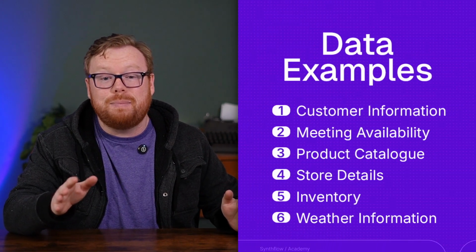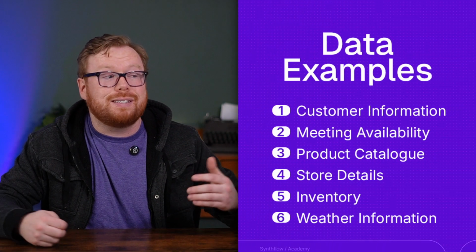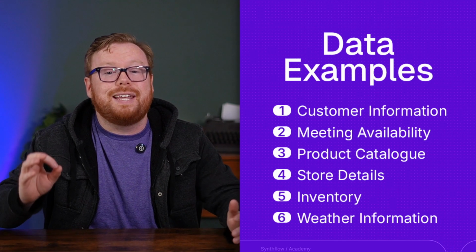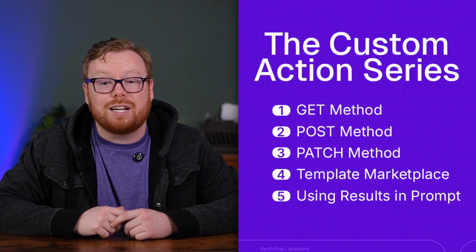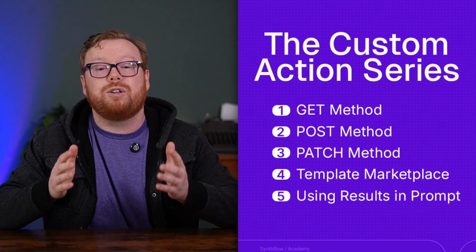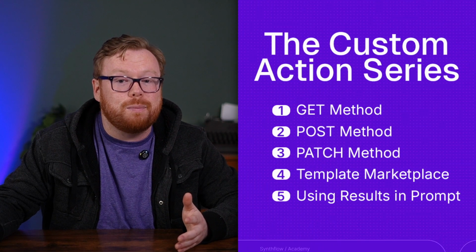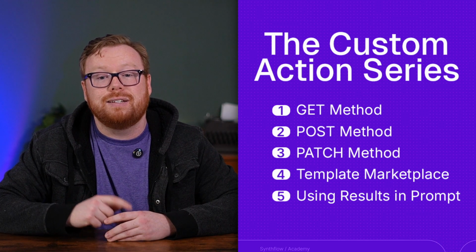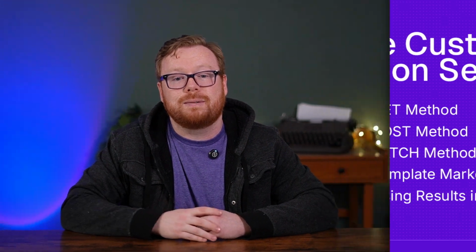And that data may be customer information, schedule availability, product information, or more. The GET endpoint is all about providing your AI assistant with the data that they need to handle their call successfully. Now, we'll be covering other endpoint methods in this series. In the next video, we'll discuss the post method, which will allow your AI assistant to add new information to your data. And following that, we'll cover the patch method to update existing records.